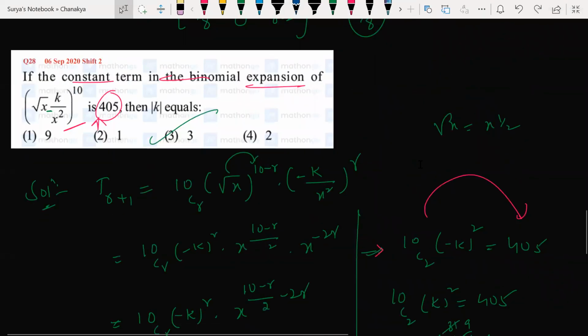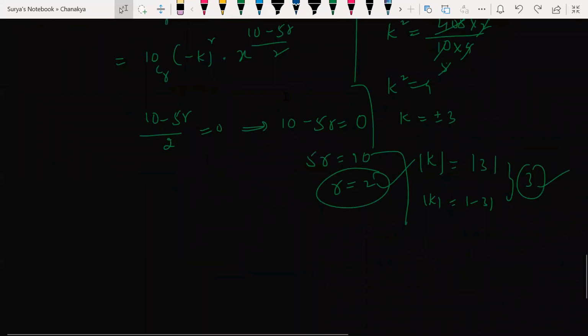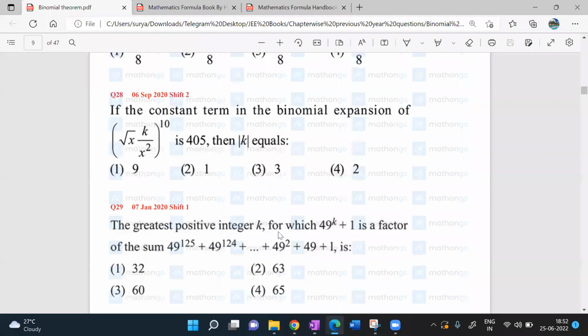He is talking about constant term beta. So I'm just finding the R value and substituting it in the original thing I got. It's a very simple question actually. This has been asked in 2020.